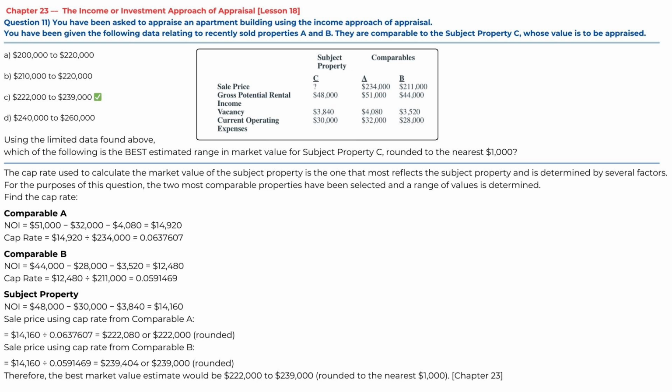$14,160. Sale price using cap rate from comparable A equals $14,160 divided by 0.063767 equals $222,080, or $222,000 rounded. Sale price using cap rate from comparable B equals $14,160 divided by 0.0591469 equals $239,404, or $239,000 rounded. Therefore, the best market value estimate would be $222,000 to $239,000, rounded to the nearest $1,000.